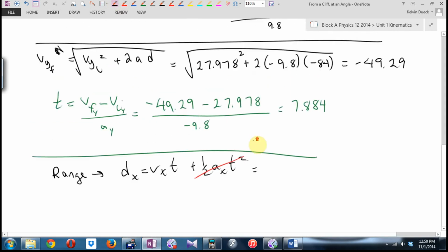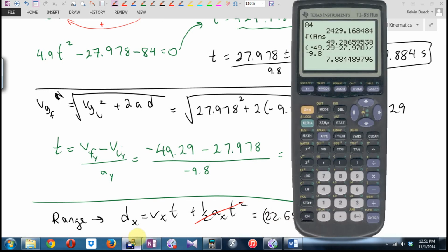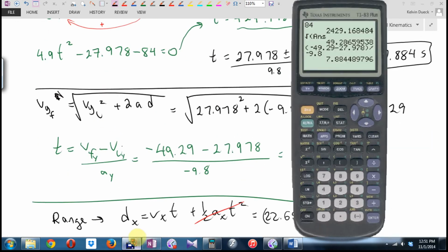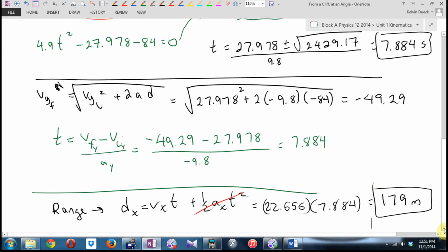I found t, 7.884. What was Vx? 22.656. It's going to be 22.656 times 7.884. What did I say? It was 26.65? Yeah, that's right. Okay, 22.656. I think I said 26. 22.656 times 7.884. My range is going to be 179 meters. Wow.